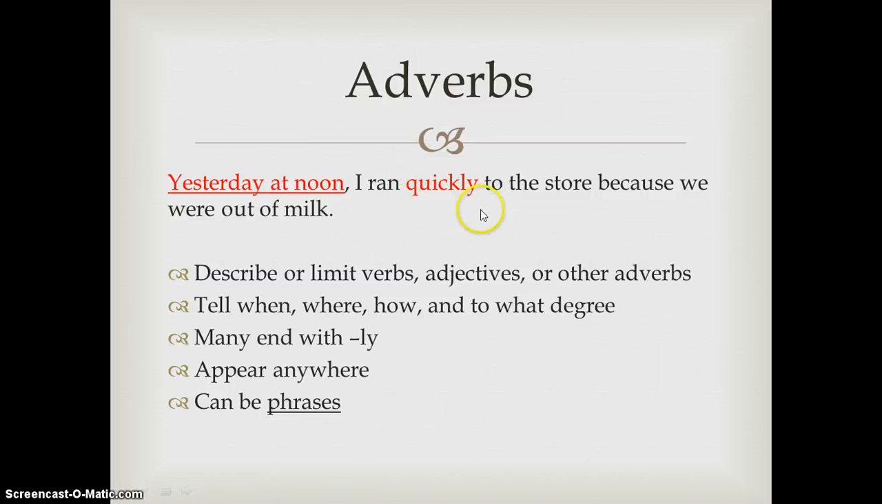And they can appear anywhere in the sentence, so you don't have to really get hung up on where they're going to pop up, because you can put them anywhere. But as I've got right here, they can be phrases. So this isn't just a single word like quickly. It's a group of 3 words that functions together as an adverb.